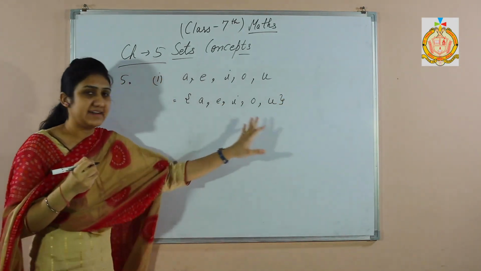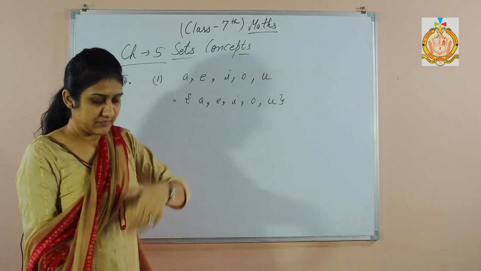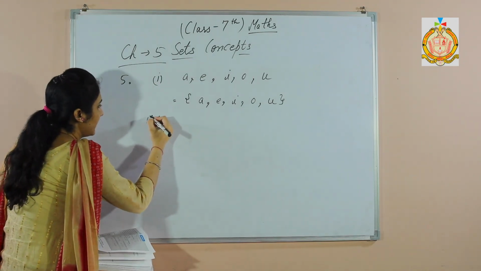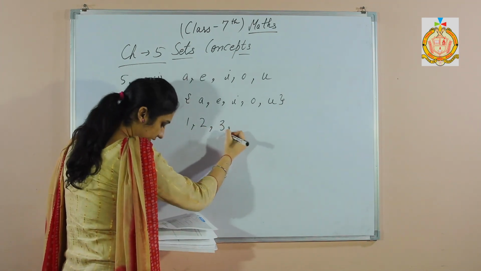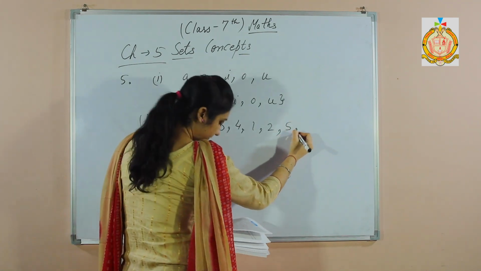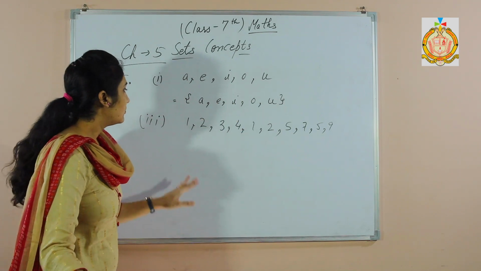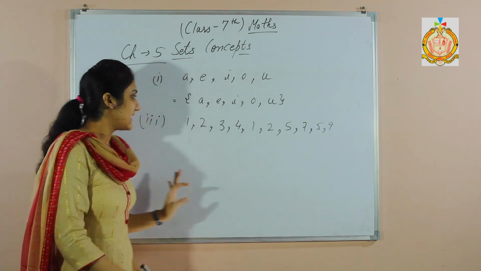Now this forms a set. A set is always enclosed in curly brackets. Next one is the third part: 1, 2, 3, 4, 1, 2, 5, 7, 5 and 9. Now these are the given elements. We have to make a set of these elements.